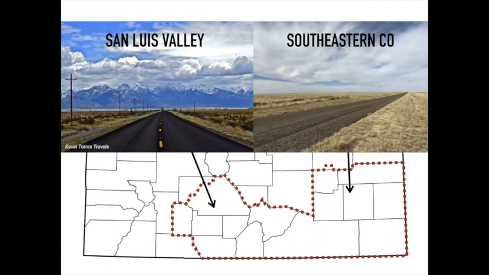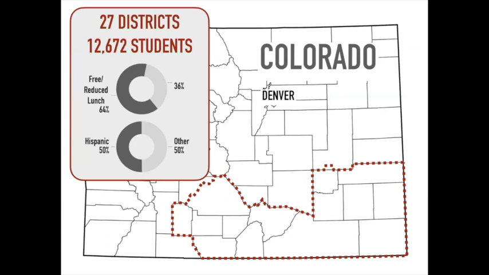Southeastern Colorado is to the east of the mountains. It's mostly plains, and this is where the Comanche National Grasslands is. So they're both beautiful in their own way, and together this region is about the size of West Virginia. We were able to partner with 27 school districts in this region. As you can see, those districts serve over 12,000 students.